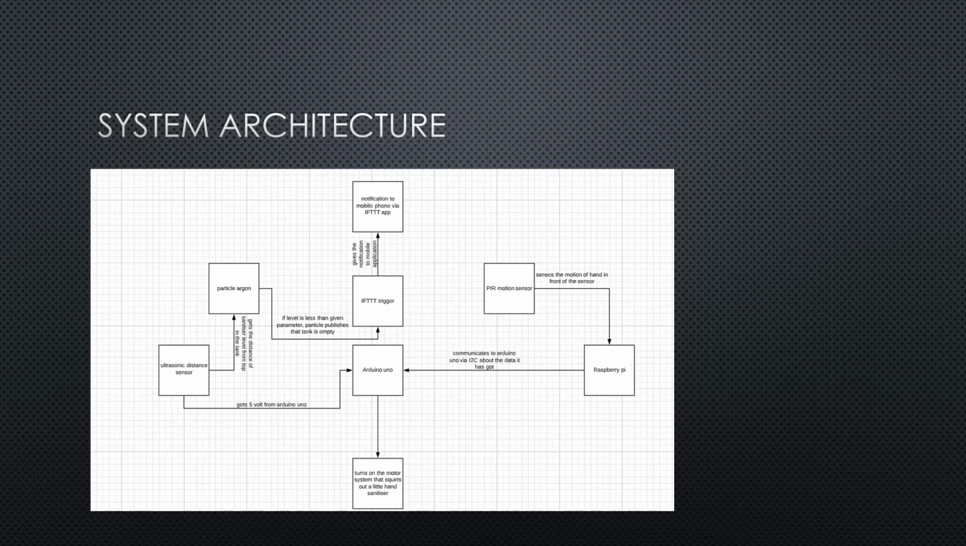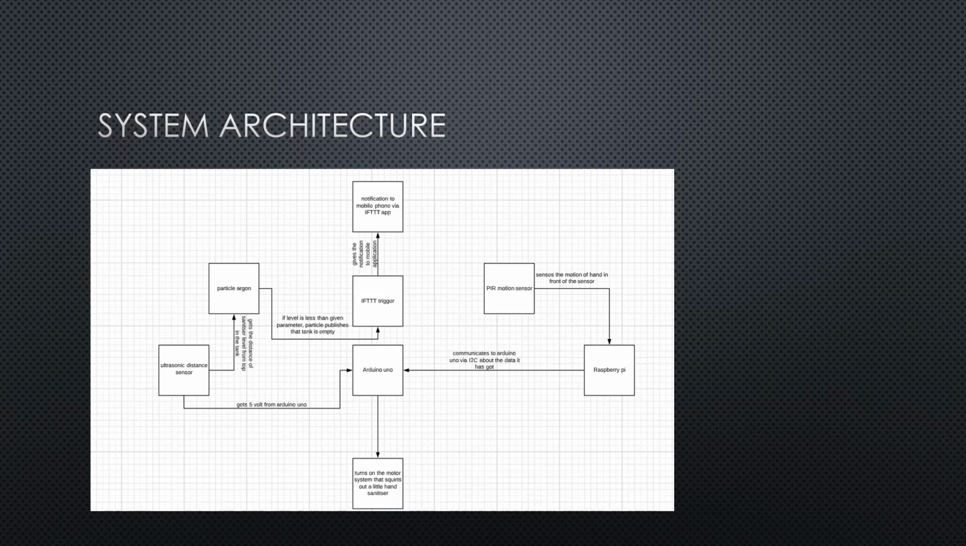And the next thing is the ultrasonic distance sensor, which is connected to a Particle Argon, and the ultrasonic distance sensor will detect the distance to the hand sanitizer. If the hand sanitizer gets finished, the Particle Argon will publish an IFTTT trigger, which will give a notification on the mobile phone via the IFTTT app. And if the hand sanitizer is not less than the mark, it won't give anything.